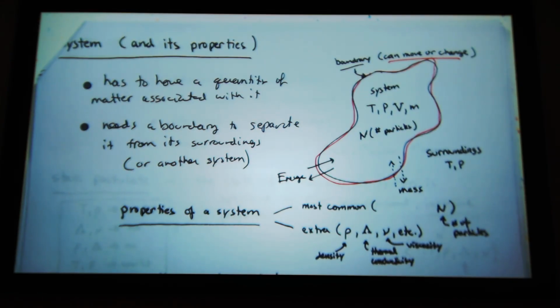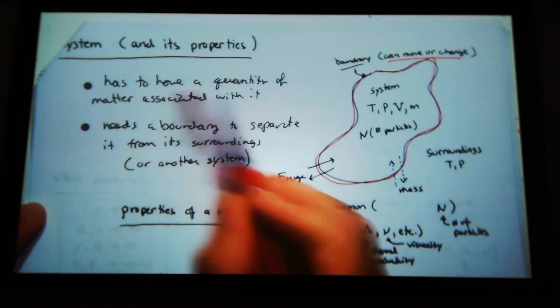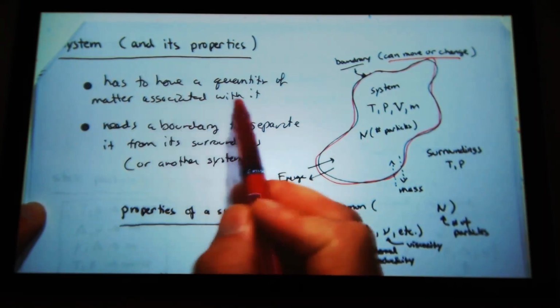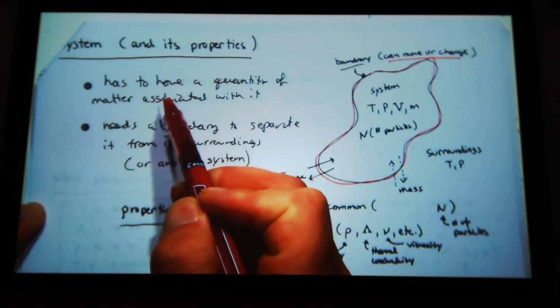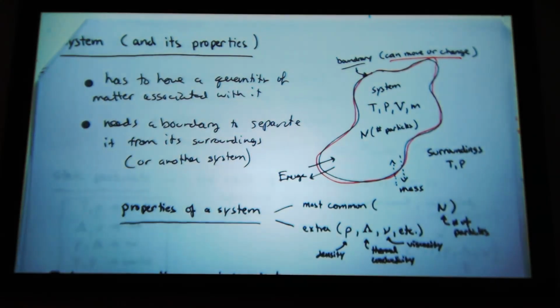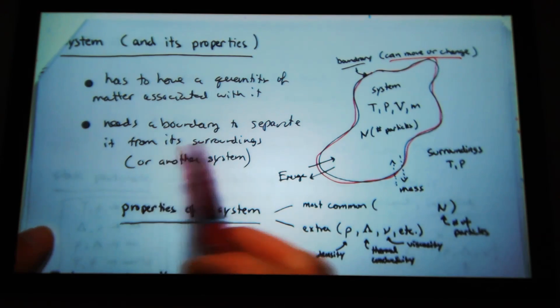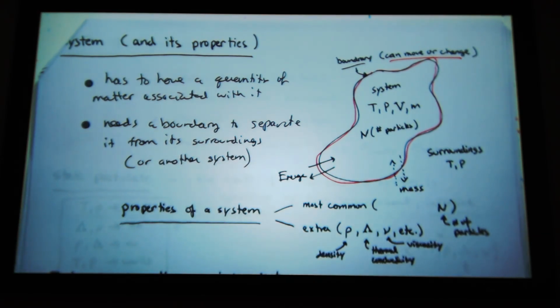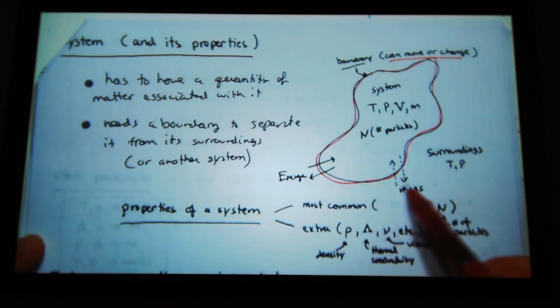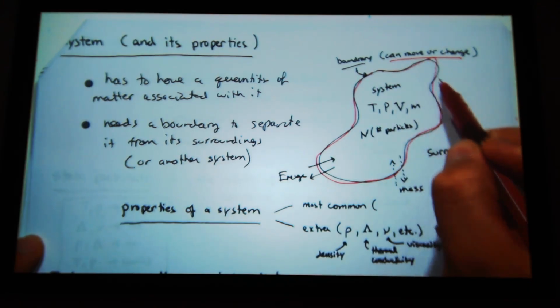A pure vacuum doesn't really work because it's nothingness. But let's not get into that philosophical argument. Let's go with the standard approach where we're not making arguments. A system has to have a quantity of matter associated with it. In order to define a system, I need to be able to separate the system from anything else, i.e. the surroundings, so I need to have a boundary. And this boundary can move or change.